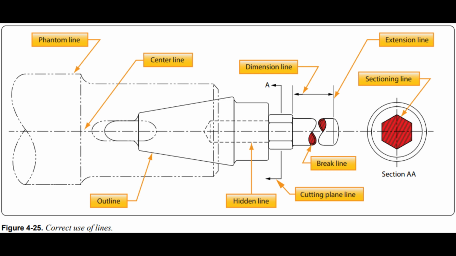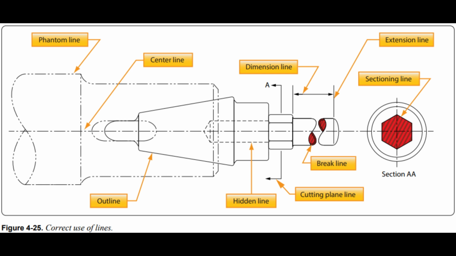Outline or visible lines. The outline or visible line is used for all lines on the drawing representing visible lines on the object. This is a medium to wide line that represents edges and surfaces that can be seen when the object is viewed directly.